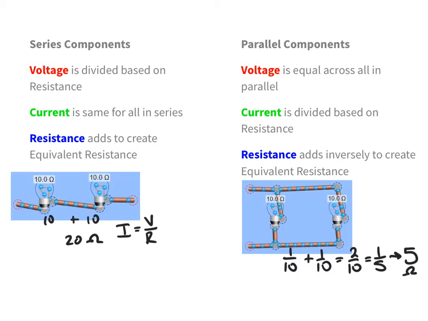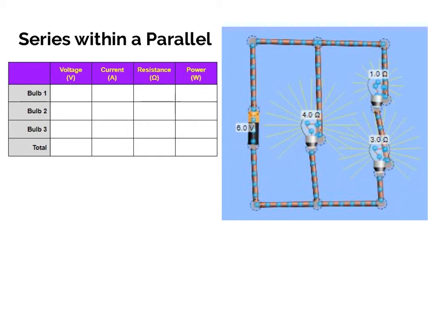So in a combination circuit, we're going to have to analyze all these different parts, and we're going to take it step by step. We're going to look at two examples here, the examples I showed in the very beginning. We're going to look at a series set of bulbs within a parallel branch, and we're going to look at a parallel set of bulbs within a series circuit. So again, we're going to have to take this step by step.